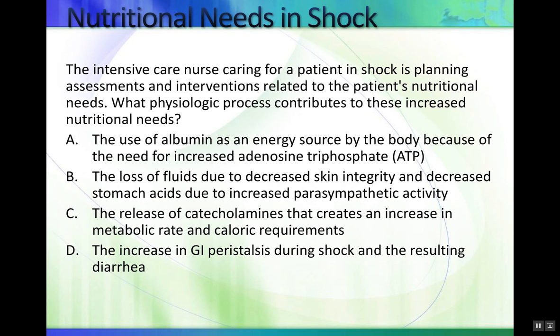So the intensive care nurse is caring for a patient in shock, and they're planning assessments and interventions related to the patient's nutritional needs. What physiologic process contributes to these increased nutritional needs? And it's C, the release of the catecholamines that create an increase in the metabolic rate and caloric requirements. And our catecholamines are our epinephrine. It's part of our sympathetic nervous system.